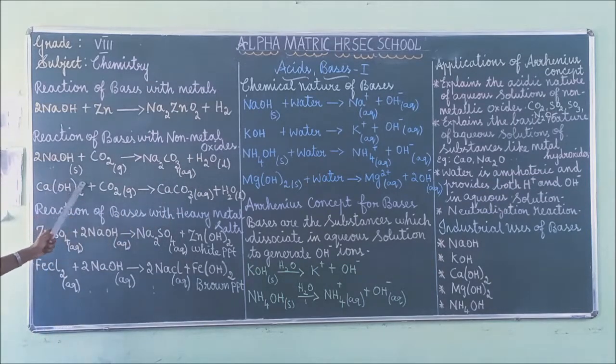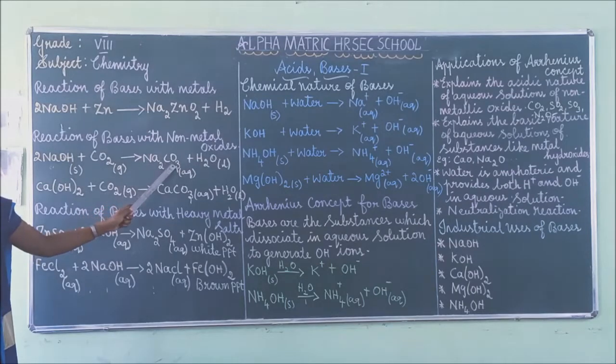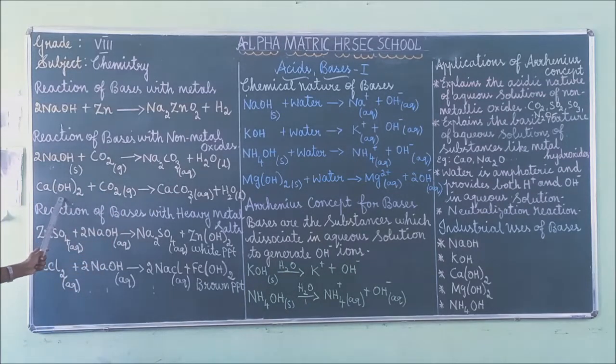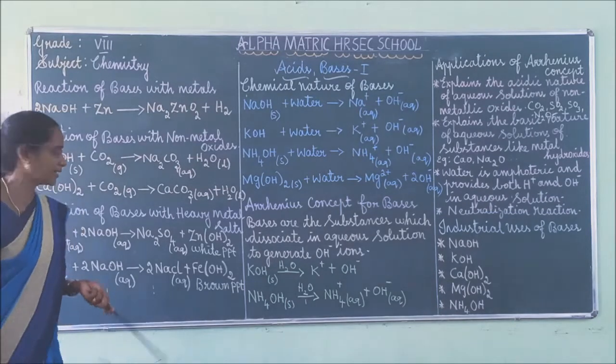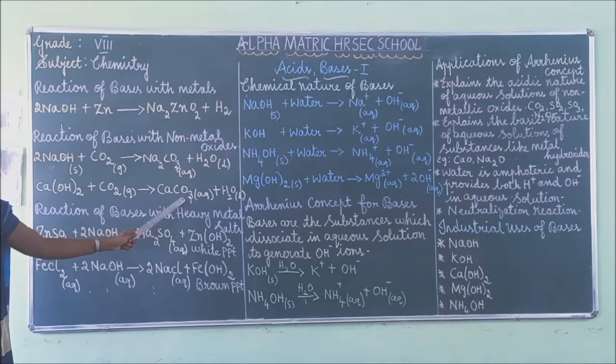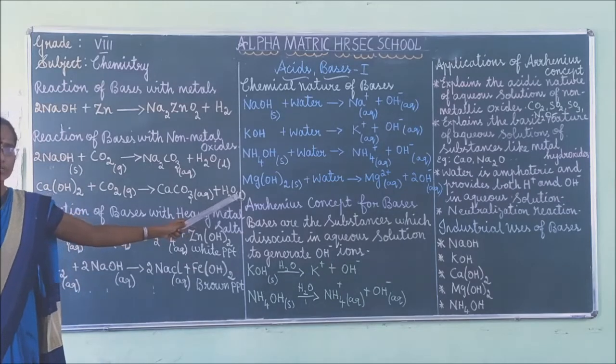So sodium hydroxide is a solid. Its physical state is solid. Carbon dioxide is a gas. Sodium carbonate is in aqueous solution, that is dissolved in water, right? Next one, calcium hydroxide. Calcium hydroxide is a base. The formula of calcium hydroxide is Ca(OH)2. So Ca(OH)2 plus carbon dioxide both react to form calcium carbonate salt. CaCO3 is calcium carbonate, plus H2O is formed.